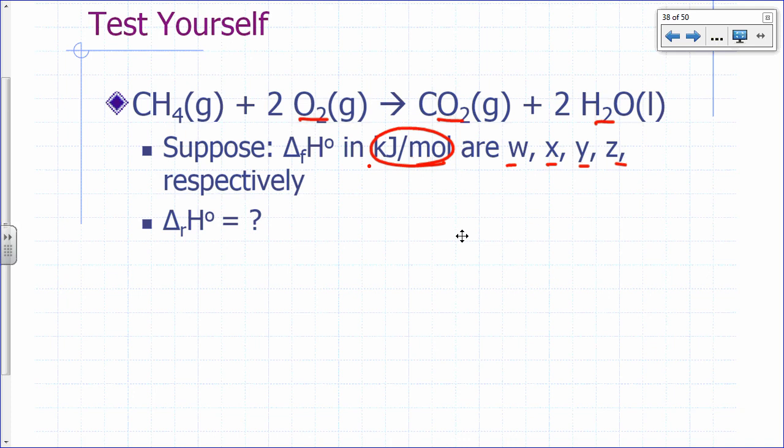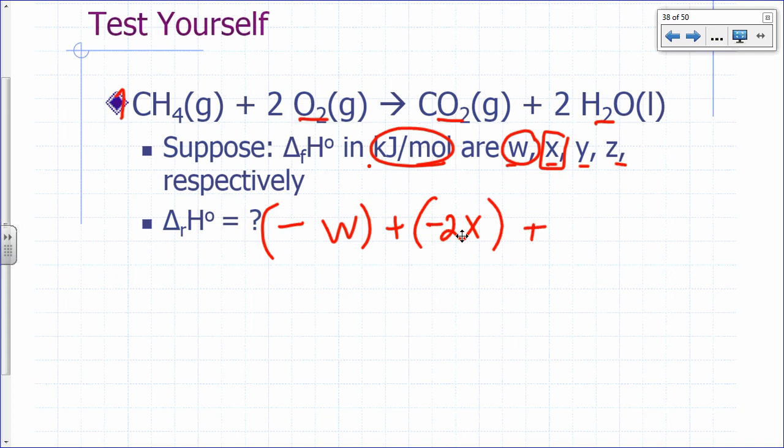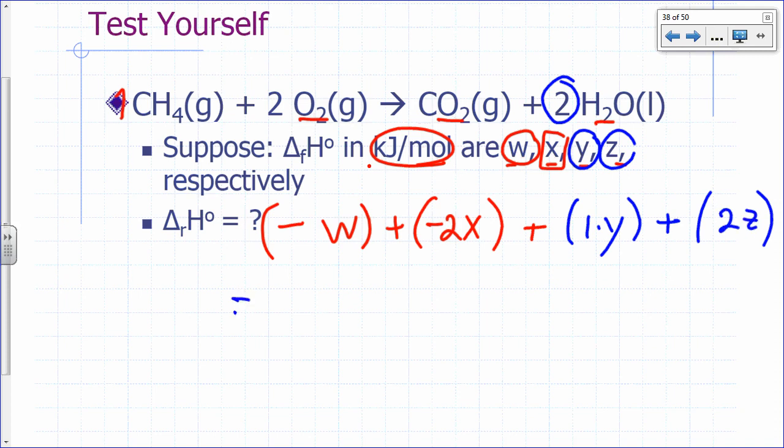Products minus reactants, right? So let's start with negative of the reactants. So methane is W per mole. You have 1 mole of methane, right? So negative W, plus oxygen is X per mole, so times 2 moles, negative 2X, plus carbon dioxide is Y, so 1 mole of carbon dioxide times Y, plus water, you have 2 moles of water, and it's Z per mole, so 2Z. So the answer is negative W minus 2X plus Y plus 2Z.